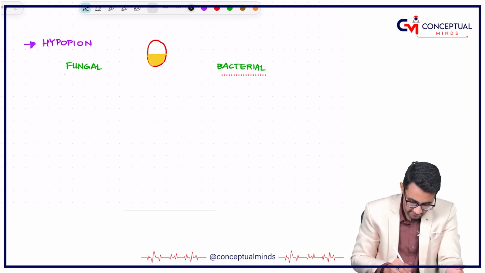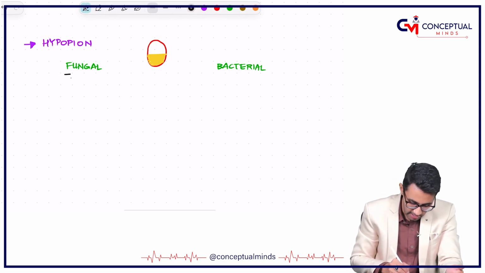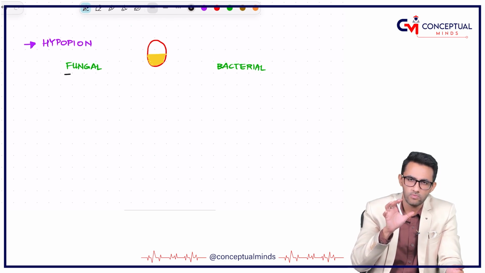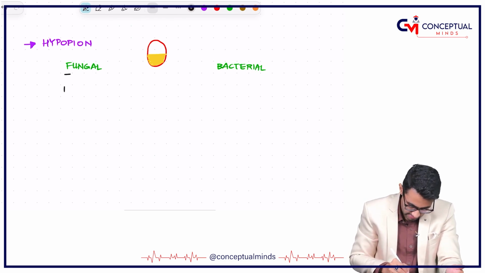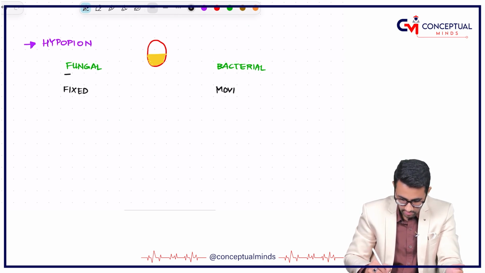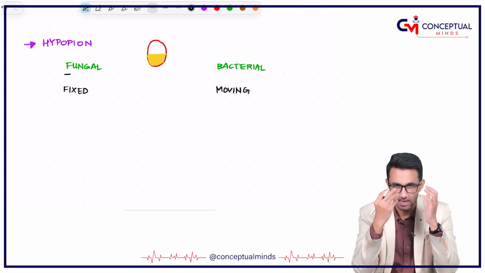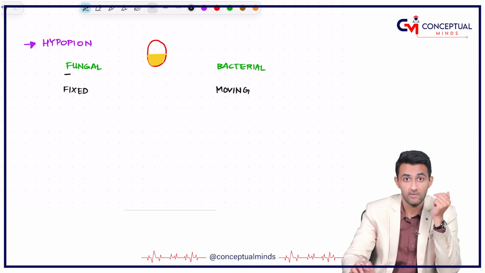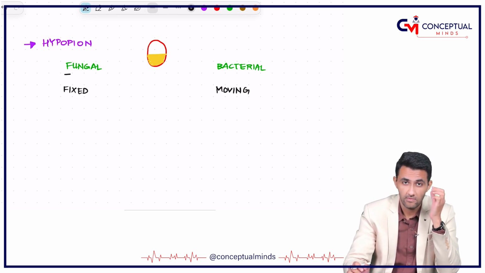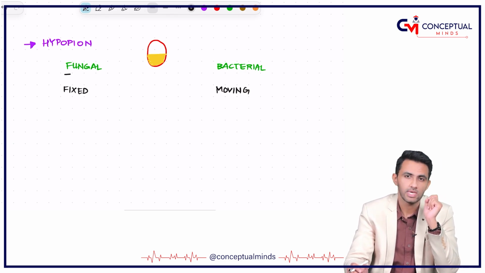But if it is a fungal one or a bacterial one, how would we differentiate? If it is a fungal one, the hypopyon will be fixed. If it is a bacterial one, the hypopyon would be moving. For example, if a person has a corneal infection and you tilt the patient's head, if the hypopyon moves, we can say it is bacterial, and if it is fixed, we would say it is a fungal infection.